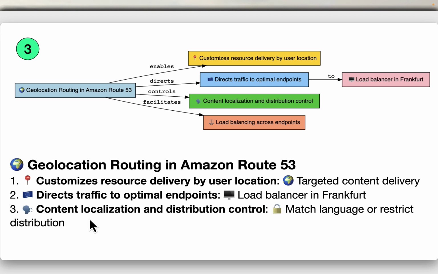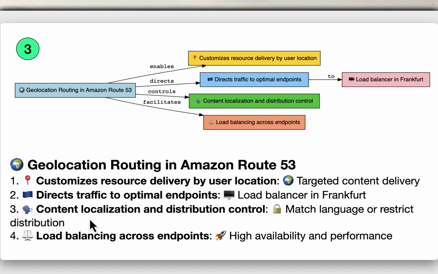Third, content localization and distribution control. This feature can localize content to match user language preferences or restrict content distribution within specific geographical regions. Fourth, load balancing across endpoints facilitates a consistent and manageable approach to distribute traffic across multiple endpoints, ensuring high availability and performance.